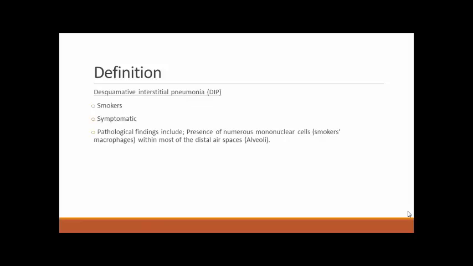Later on, we'll talk about desquamative interstitial pneumonia. This disease is considered to be a progression of RB-ILD, as the pathological slides for this disease would show macrophages that are located at the distal air spaces in the alveoli, but they would present similarly, with a chronic cough of more than 6 to 8 weeks and shortness of breath.